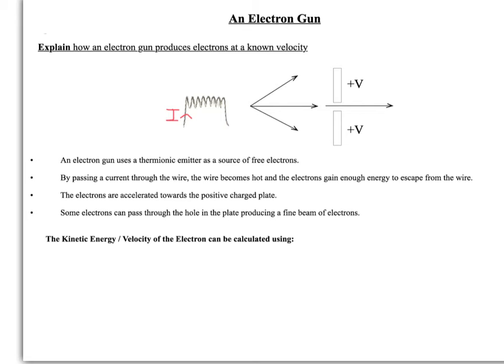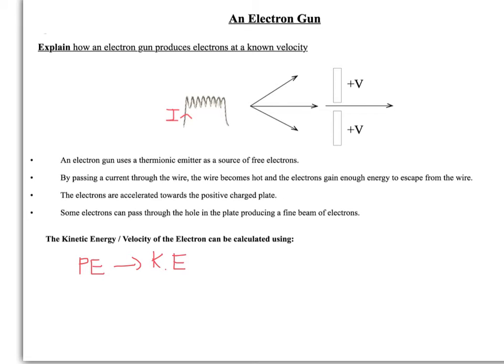So let's think about how we can actually calculate first the kinetic energy and then the velocity. First thing is, what's happening is we're converting potential energy into kinetic energy, and this is something important to understand so you know what's actually happening.